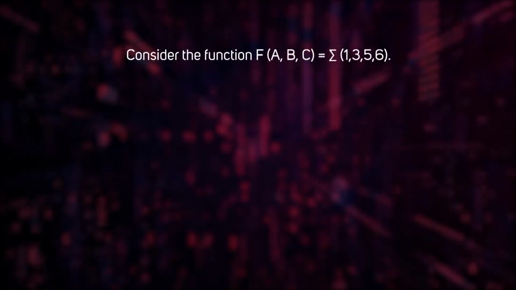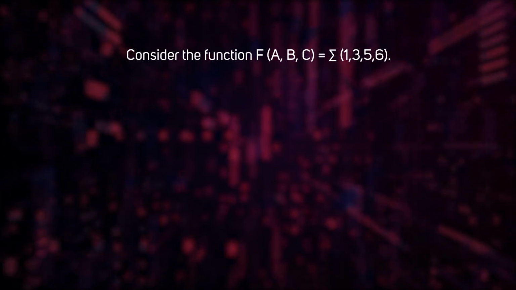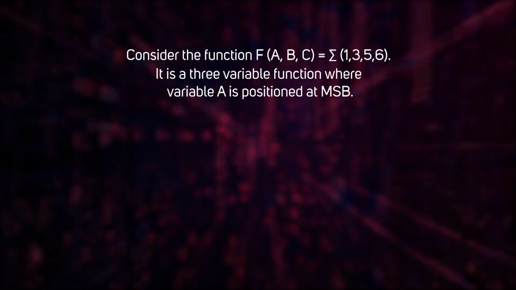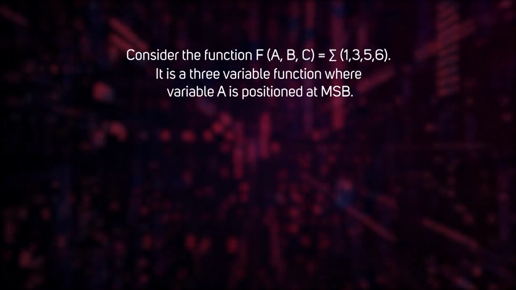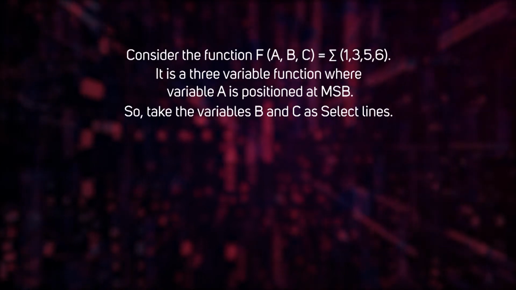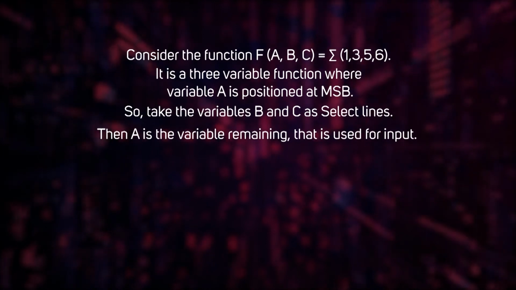Let me present you briefly the general procedure for implementing a Boolean function. First of all, we have to express the function in sum of min terms. For example, consider the function f of ABC equal to summation 1, 3, 5, 6. It is a 3 variable function where variable A is positioned at MSB. So, let us take the variables B and C as select lines. Then A is the variable remaining that is used for input.